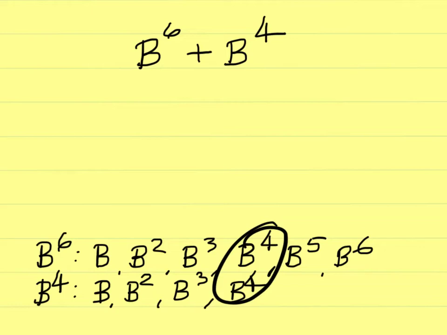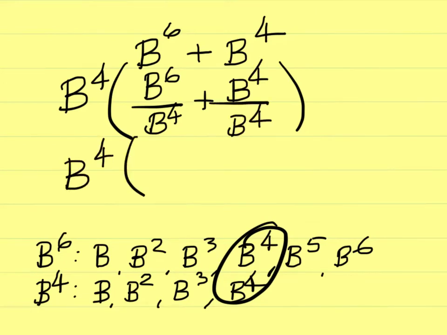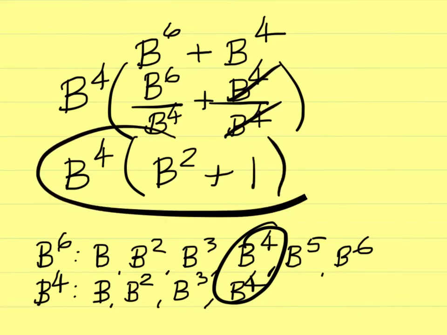So here's b to the fourth, and then we go back and divide each of these two by b to the fourth. And when you do that, simplify on the inside. B to the sixth over b to the fourth is what? B to the second, and then this over itself, 1. So this is your answer. B to the fourth times the quantity b squared plus 1.